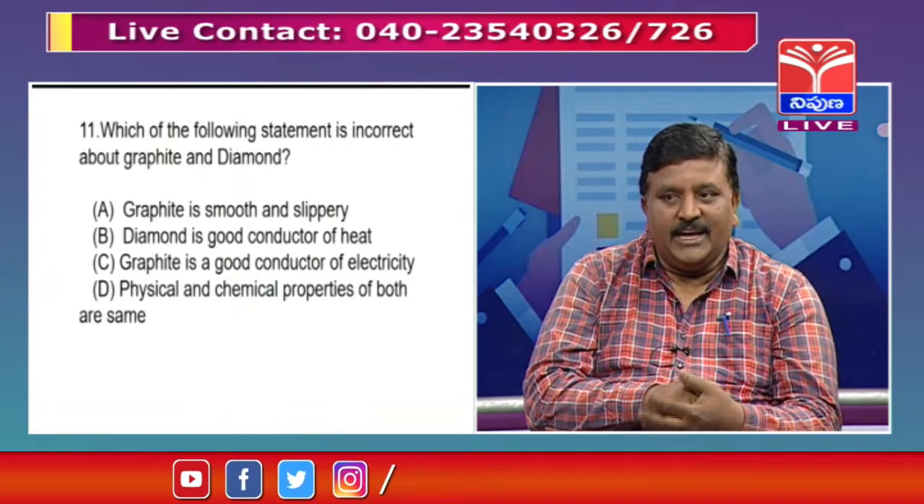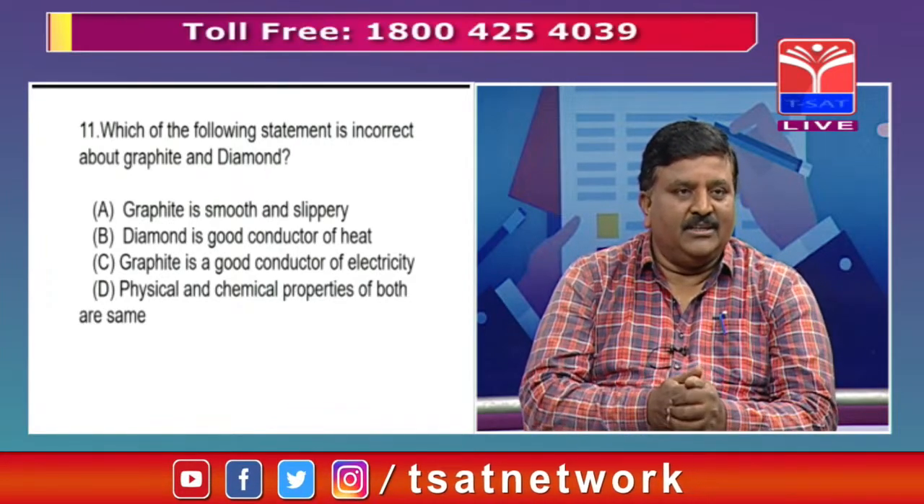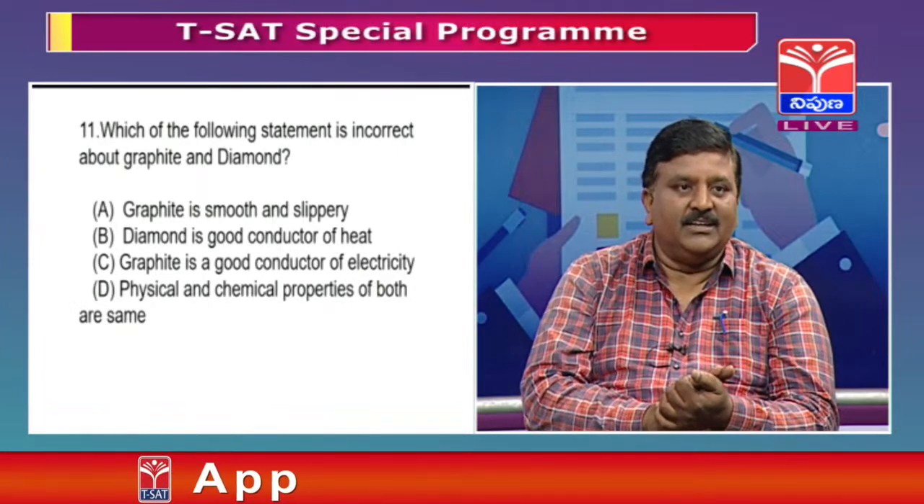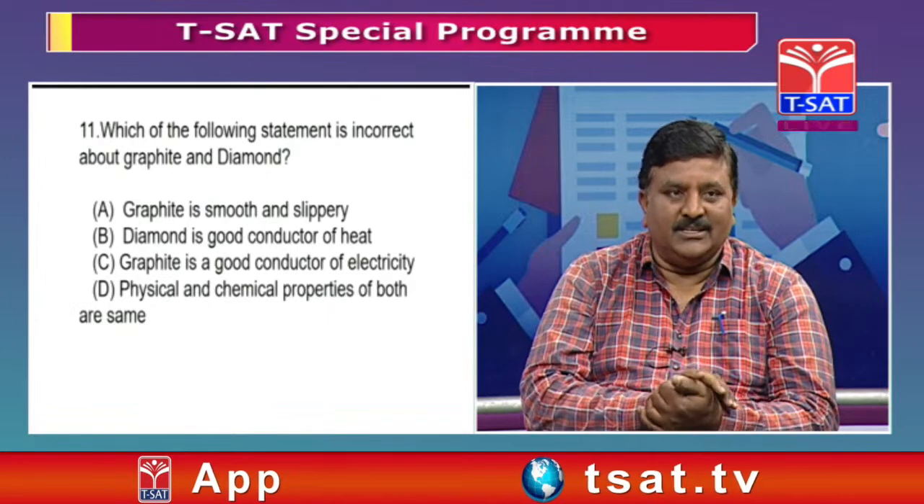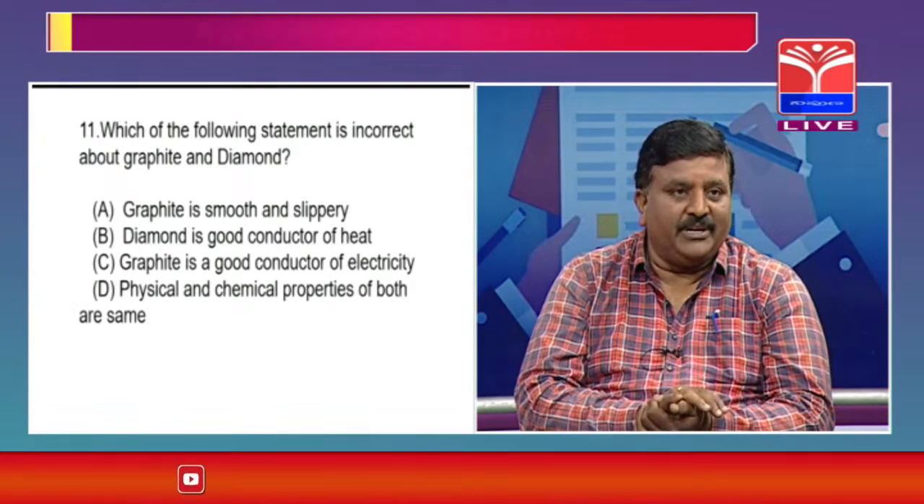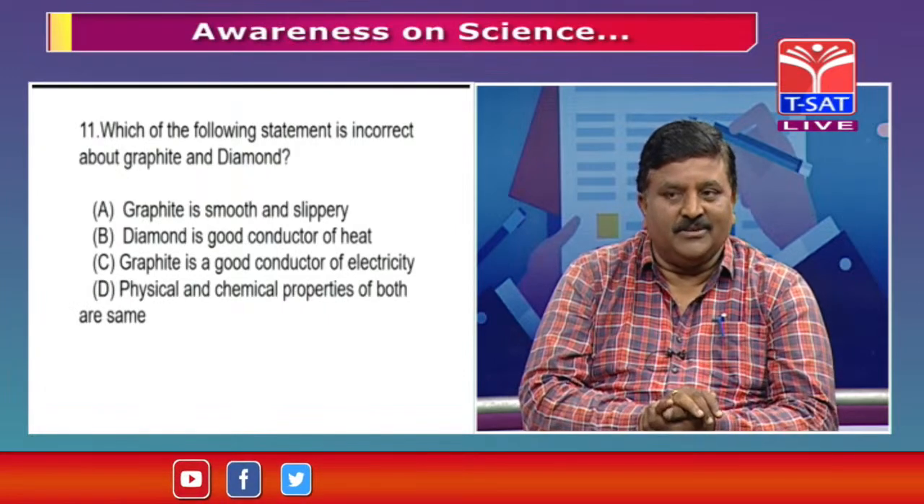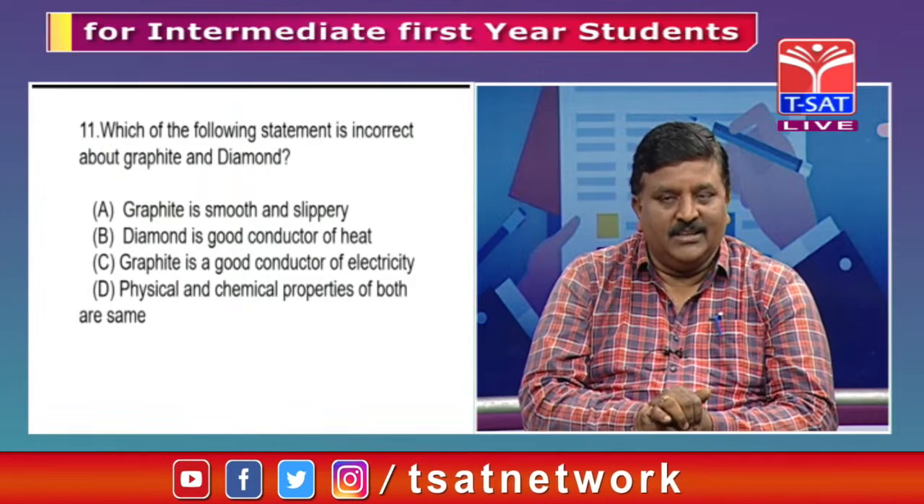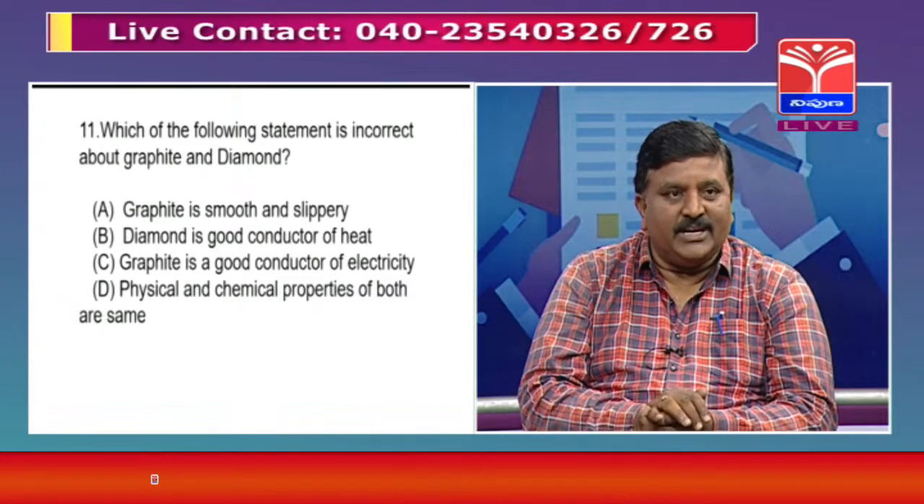Diamond is a good conductor of heat. Yes, it is also correct. Diamond conducts heat, but not electricity. Here it has given only that diamond is a good conductor of heat, so that is correct. Graphite is a good conductor of electricity. Yes, it is also right.